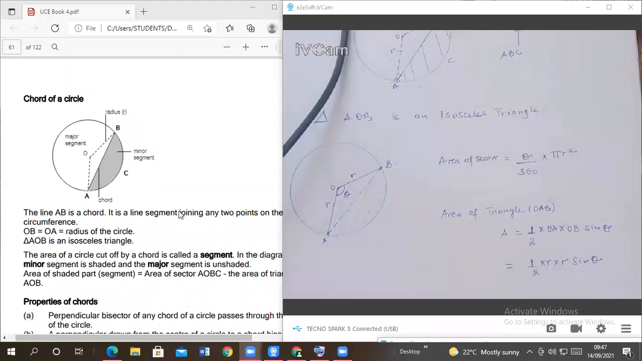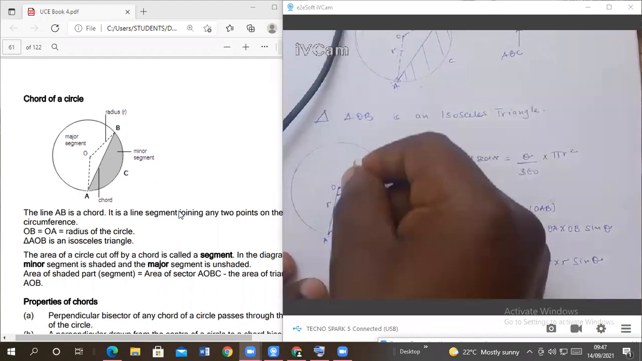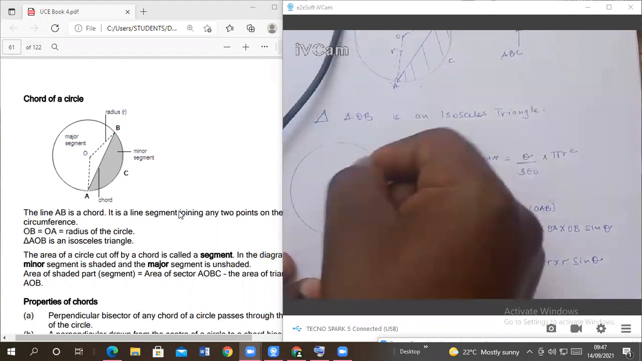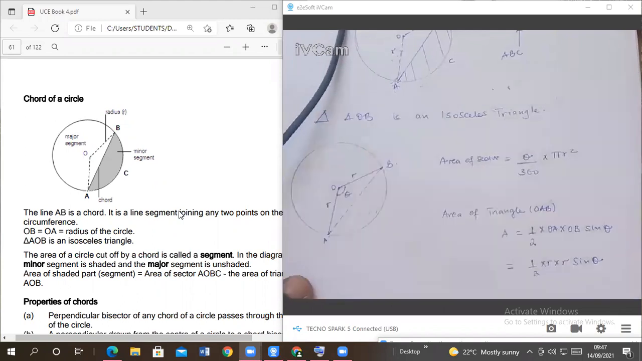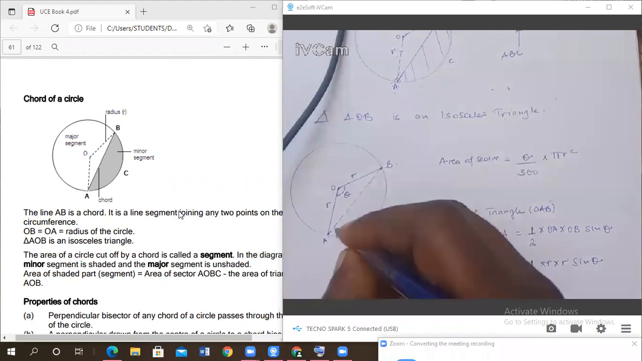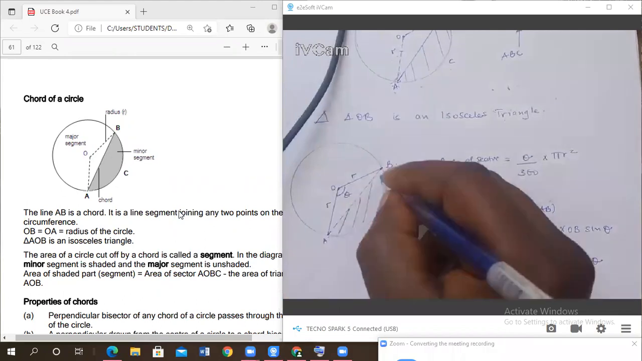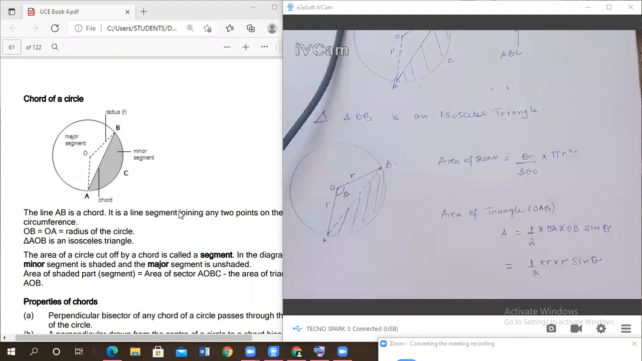And if someone wants to get the area of the segment, so let me remove this. If someone wants to get this shaded region here, Teacher, I've not got the way how they get the area of the triangle. The area of a triangle.